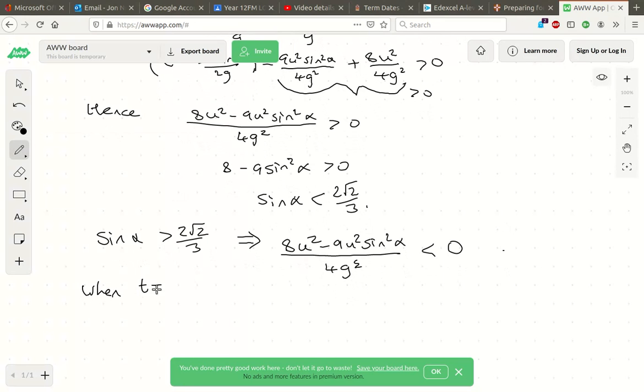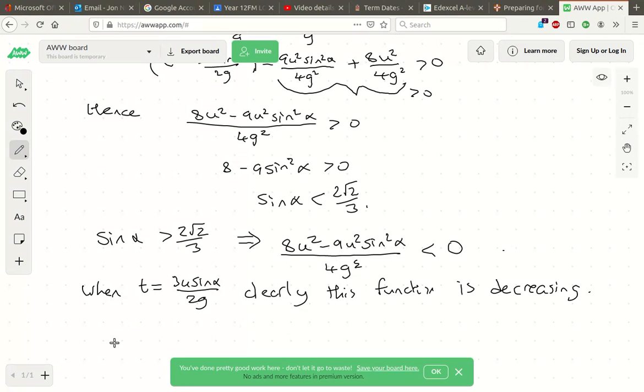So when t equals 3u sine alpha over 2g, clearly this function is decreasing. Now I ought to point out as well that that is definitely before the object lands, yeah? Because it must be within the time of flight.